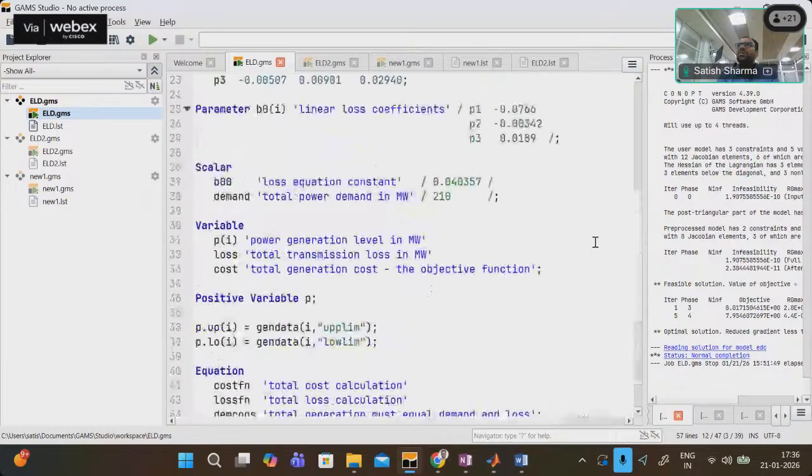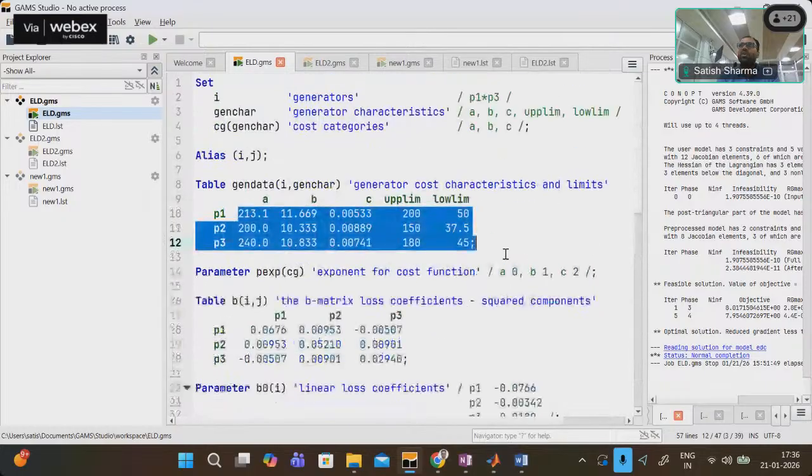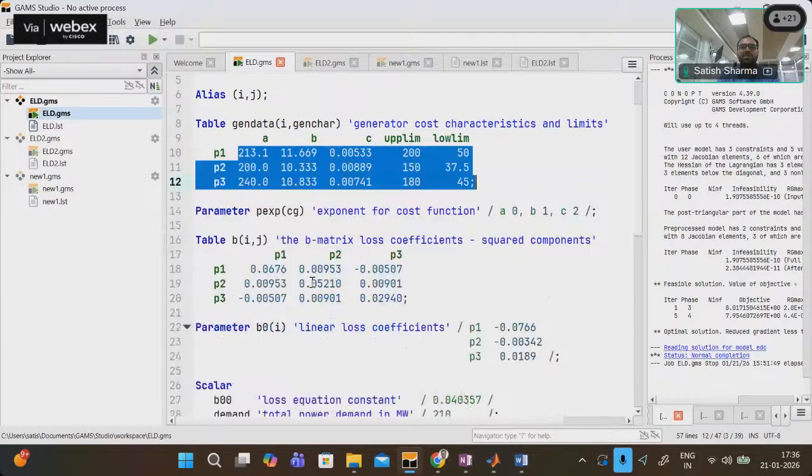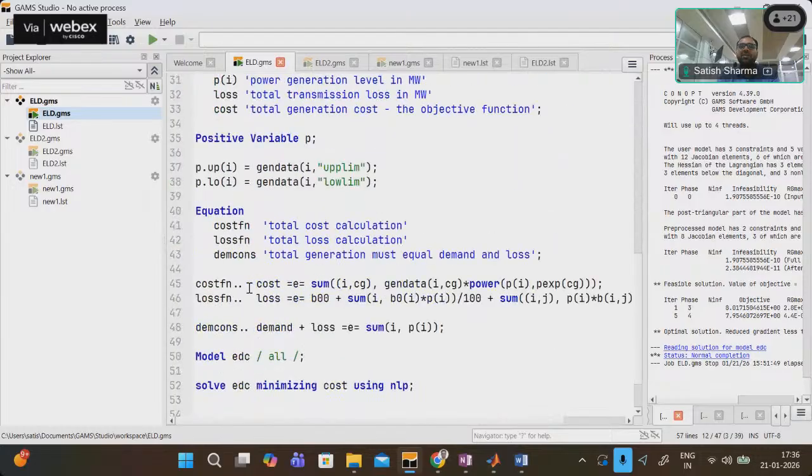We are just defining everything: these are the input data, so different sets, tables, parameters, and then we have defined certain equations. We have written down those equations exactly the same as we write in our notebook, or let's say in some mathematical tool like Word or Mathematica. Okay, so in MATLAB it's a bit different.